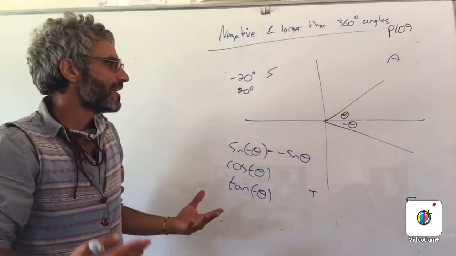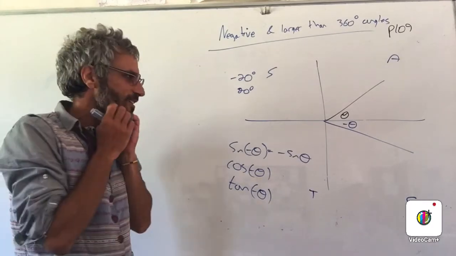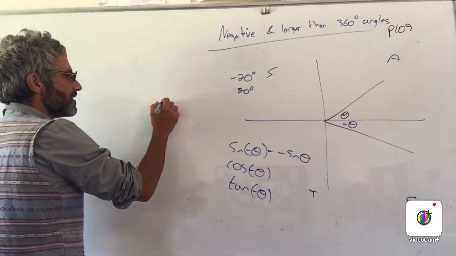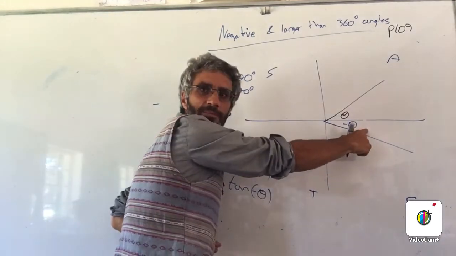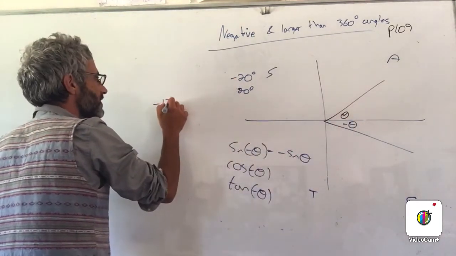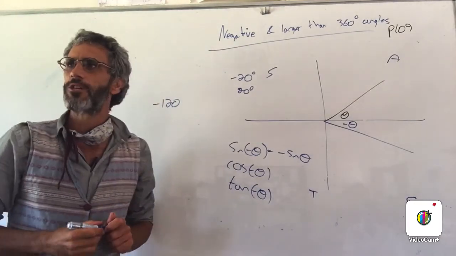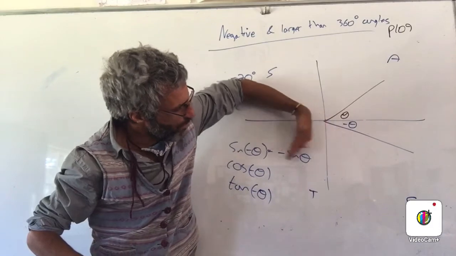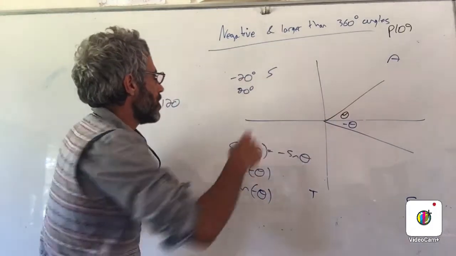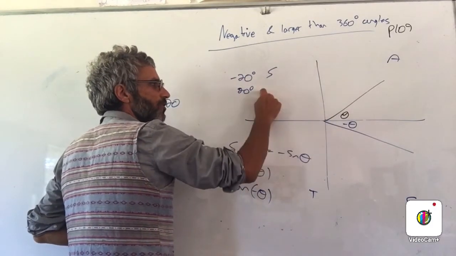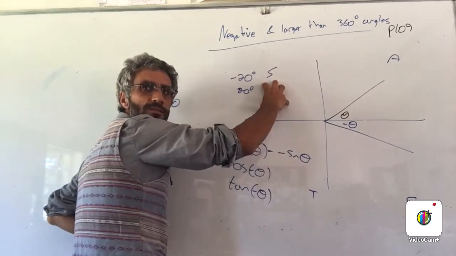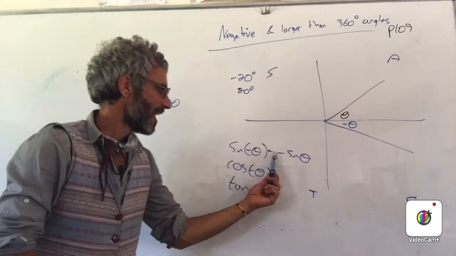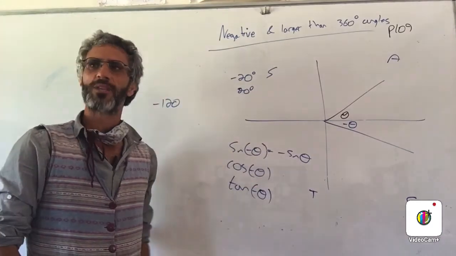In fact, it doesn't even have to be negative in the fourth quadrant. Minus 20 is here, but what about minus 120? Which quadrant will that be? The third. So sine 120 is positive in the second quadrant, and sine minus 120 is going to be negative. In any case, the minus jumps out.